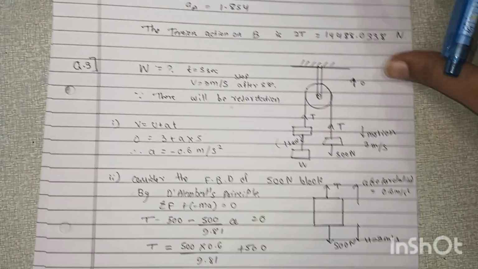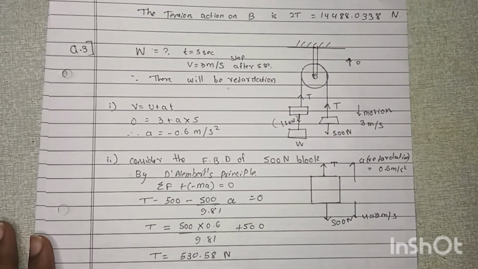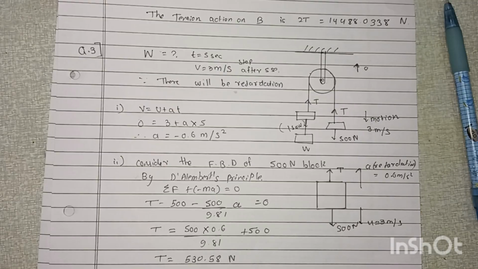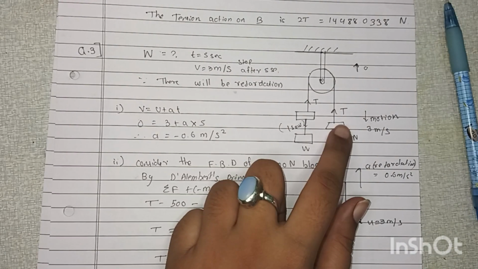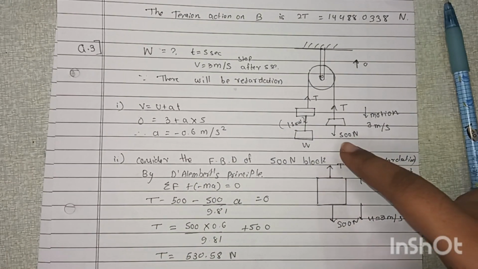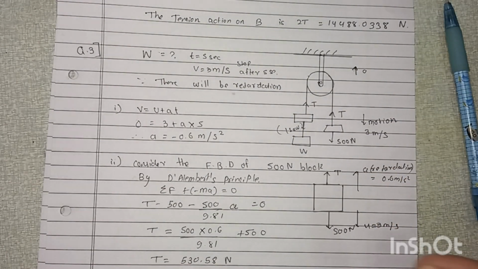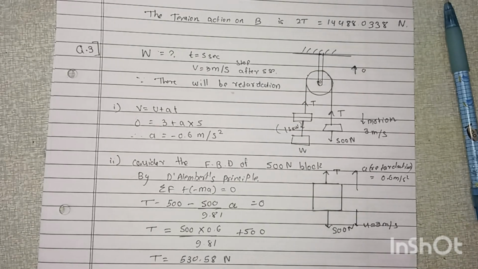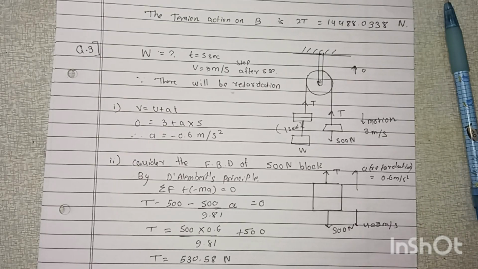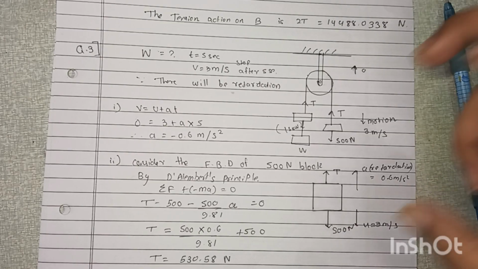Okay, now let's move to question number 3. What is asked in question number 3 is that we have a construction in which a pulley supports two blocks. The first block is moving in the downward direction with a velocity of 3 meters per second. After 5 seconds, the body will stop.